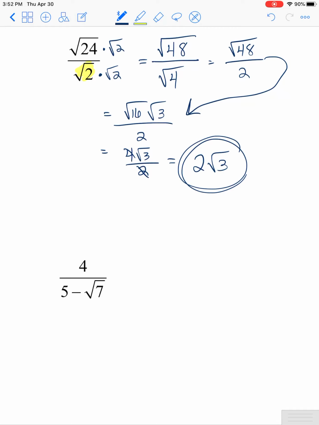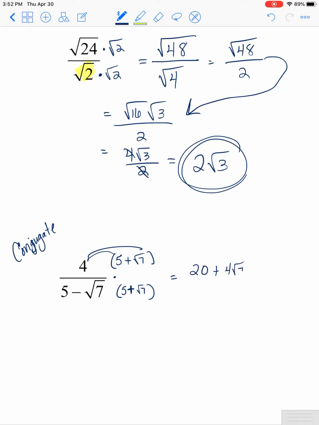All right, so rationalizing the denominator with conjugates. This was the very last thing that we did. All you're going to do is multiply the top and the bottom by the conjugate. Conjugate just means the opposite. So I'm going to multiply this by 5 plus radical 7. So what happens is I just multiply this out. So on my top I get 20 plus 4 radical 7 over.